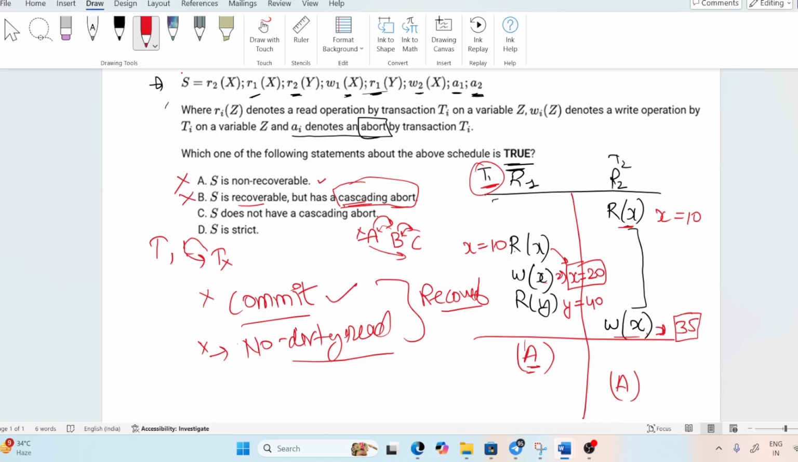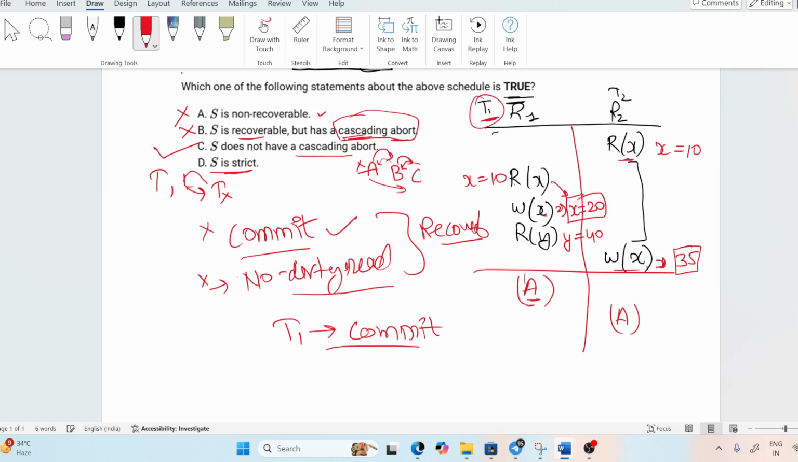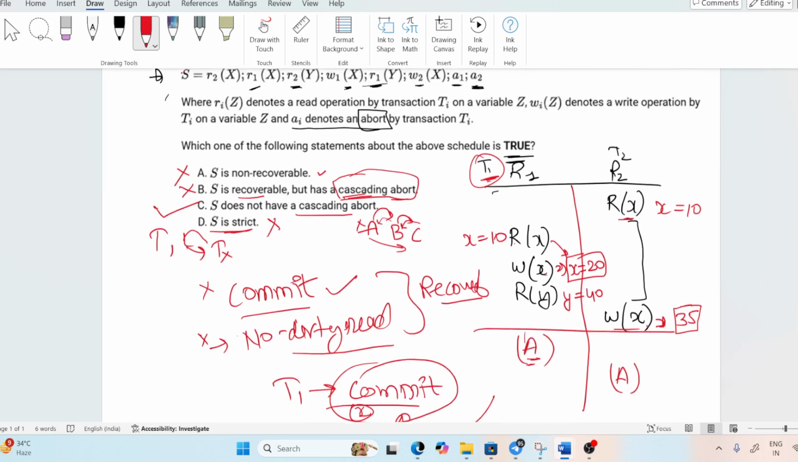Let's check: S is not having a cascading abort. Yes, it is not having a cascading abort. So S is strict? What does strict mean? Strict means if T1 is doing any operation, there should be a commit before another transaction operates on the same variable. So there should always be a commit. I am unable to see any commit in T1 or T2. So this is also false. So option C is the right answer for this question.